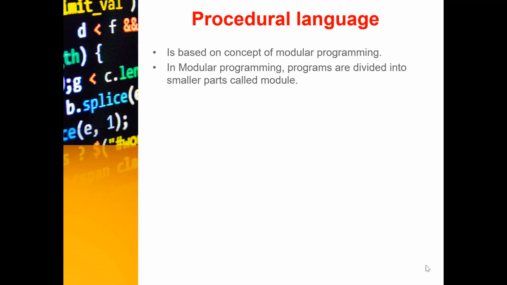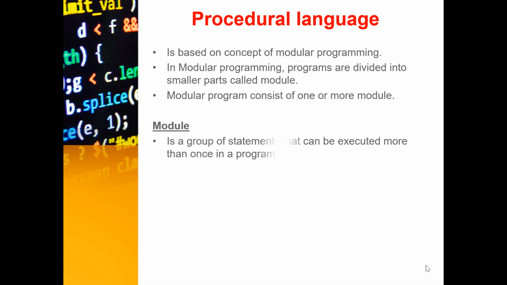Same case in computer languages: programmers divide programs into smaller parts that are easy to use and learn. That is known as modules. A modular program consists of one or more modules in a single program. Clear? Like in your computer subject, you have three modules. In the same way, one program consists of one or more than one module, like a unit.